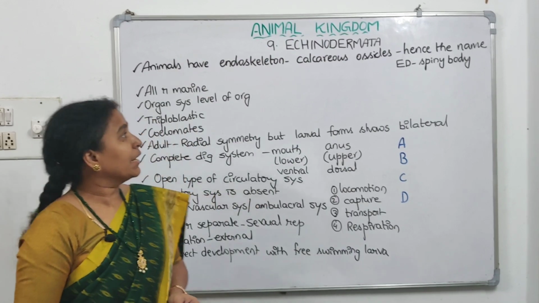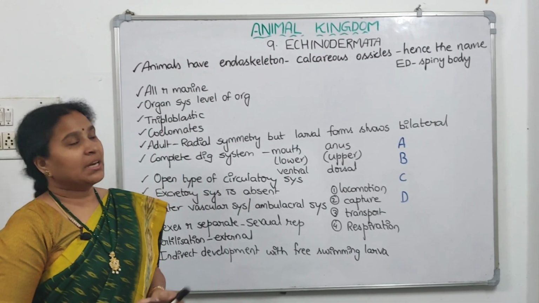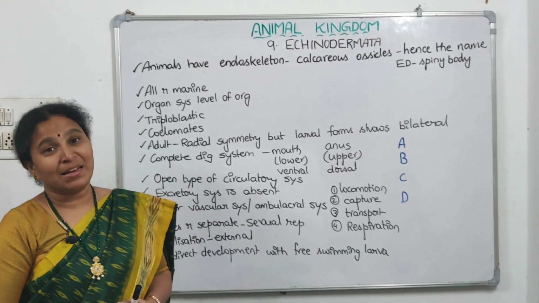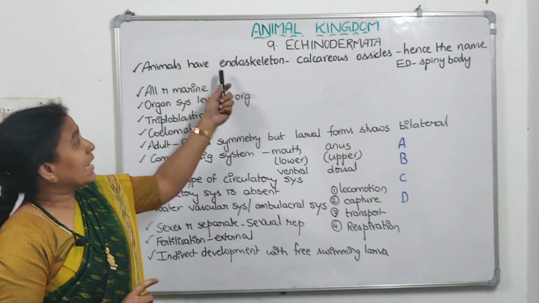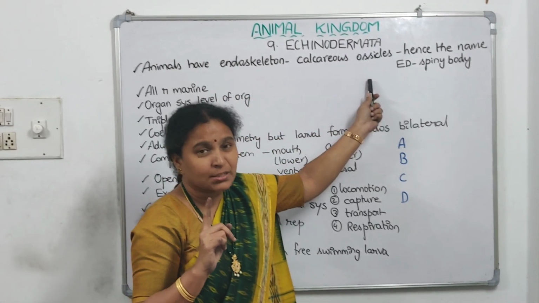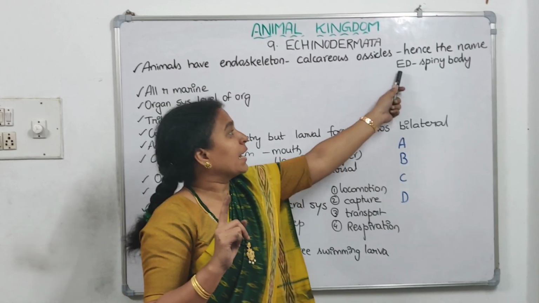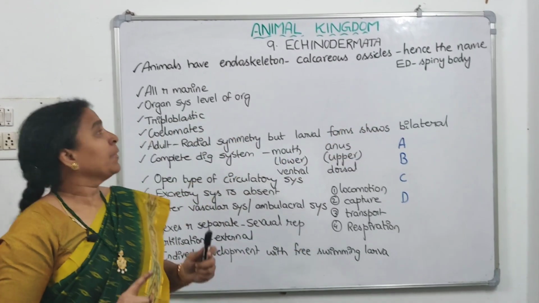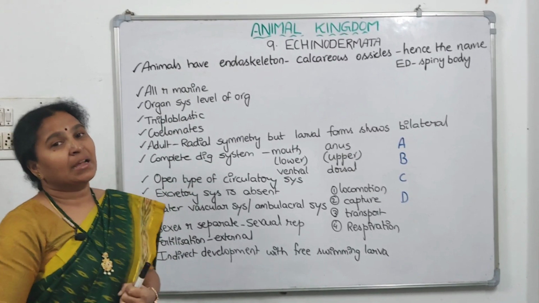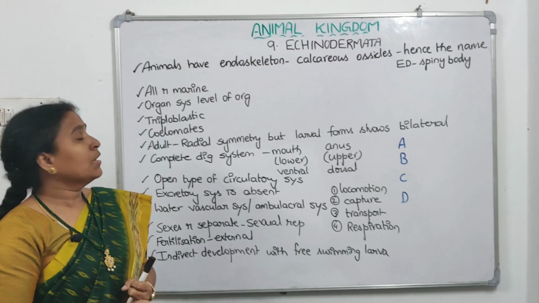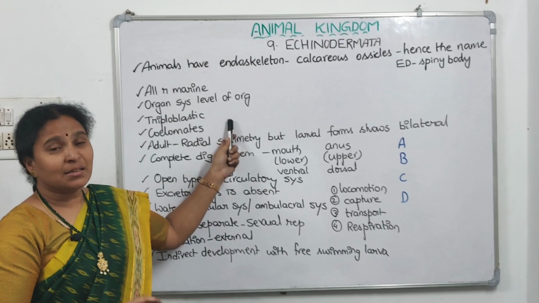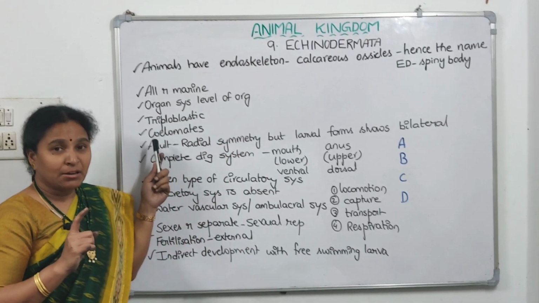Ninth phylum is ECHINODERMATA. Now ECHINODERMATA, echine means spiny, derma means skin. They have a spiny body, meaning the body has an endoskeleton which is calcareous. It has calcareous ossicles. So the phylum is called ECHINODERMATA, spiny skin. And they are all marine. Ctenophores we told are exclusively marine, and ECHINODERMATA are also exclusively marine. Organ system level of organization, triploblastic, and they are coelomates.